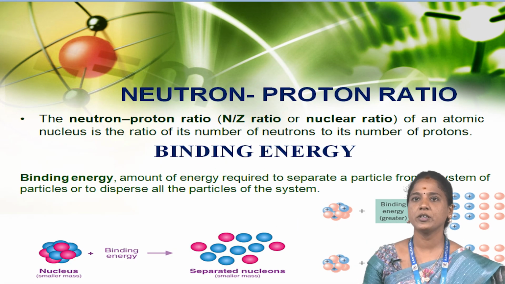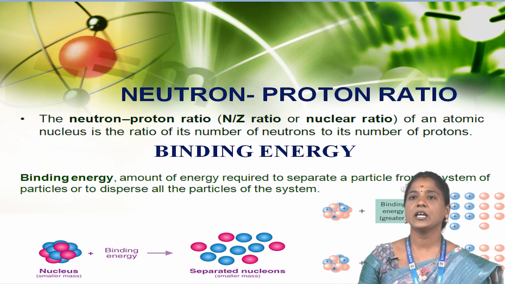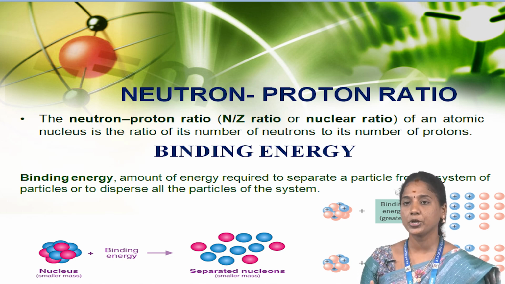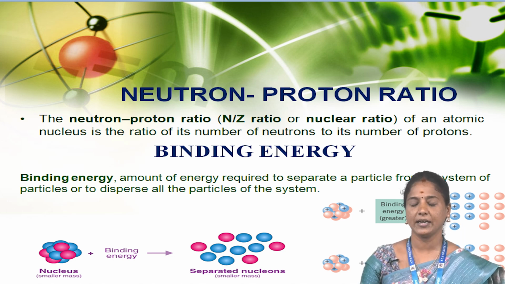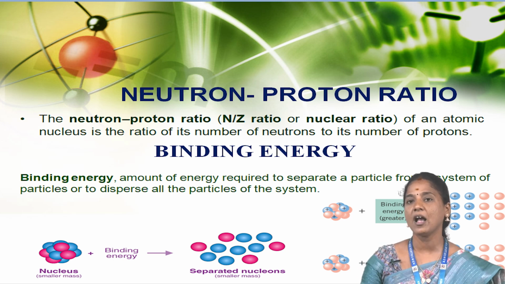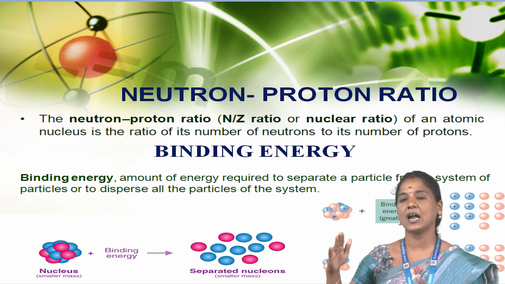The next one is the neutron-proton ratio. It is also known as the NP ratio. The neutron-proton ratio of an atomic nucleus is the ratio of its number of neutrons to its number of protons. Among stable nuclei and naturally occurring nuclei, this ratio generally increases with increasing atomic number.